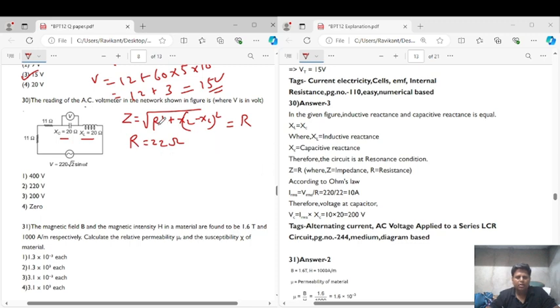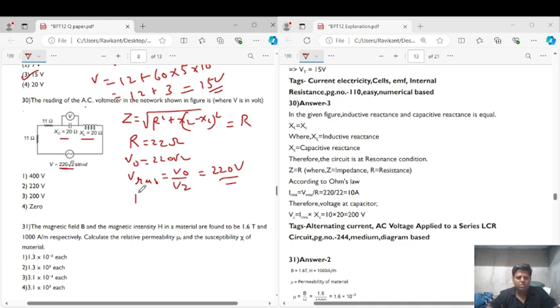Right. Now from this we can say that this is V naught. So V naught is equals to 220 root 2. So from here we can calculate VRMS. VRMS is equals to V naught upon root 2. So it will be equals to 220 volts. We have VRMS with us.